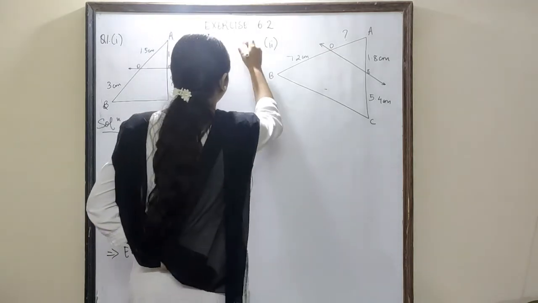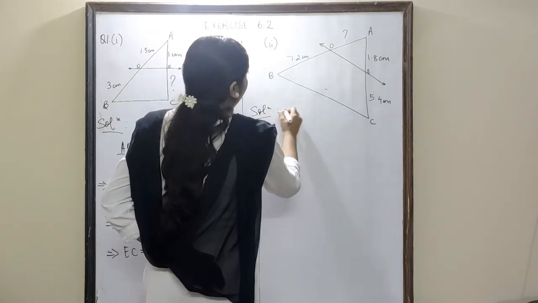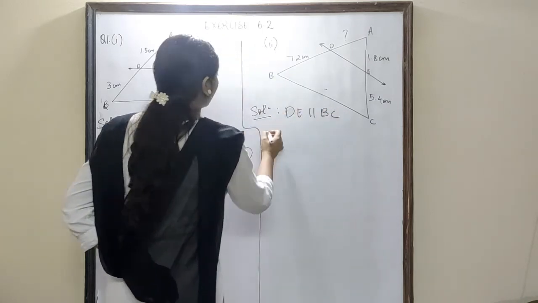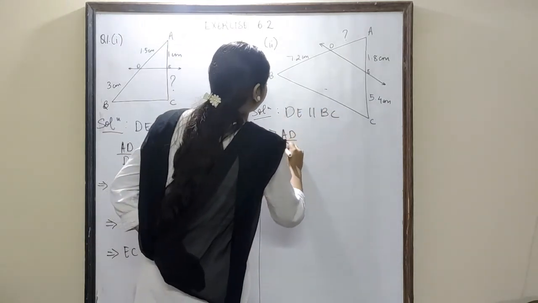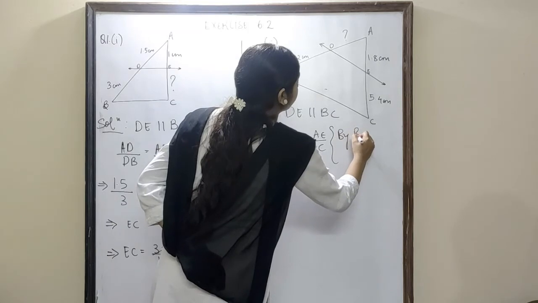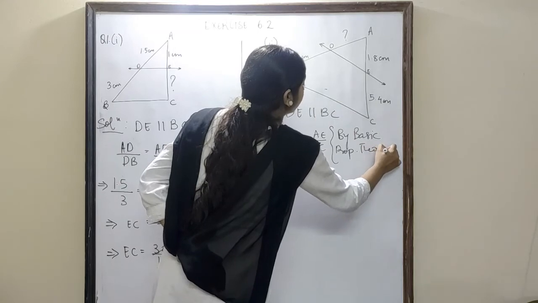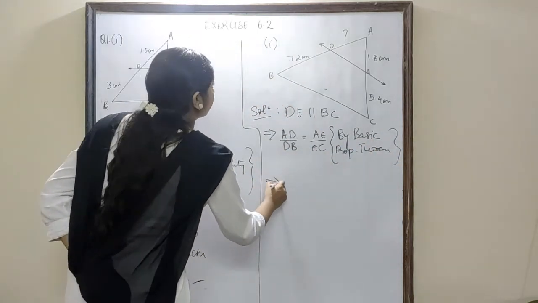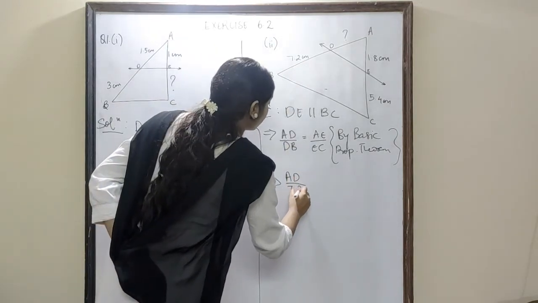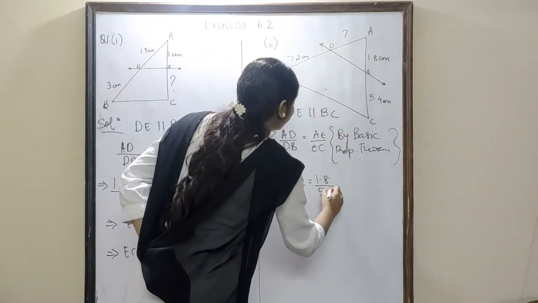Same thing we are going to do over here. It's given DE is parallel to BC, which implies AD upon DB is equal to AE upon EC by basic proportionality theorem. Children, you will write the full thing. Is that clear? Which implies AD we do not know, so AD will be as it is, whole upon DB is 7.2, which is equal to AE is 1.8 upon EC is 5.4 centimeter.